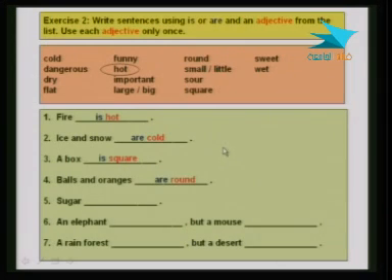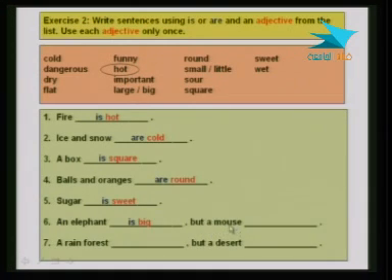Balls and oranges are round. Sugar is sweet. An elephant is big. Of course, if you look at the adjectives here, the only adjective that we can use with sentence number 6 is the adjective big. And if you look at this word here, that is elephant. An elephant is big.